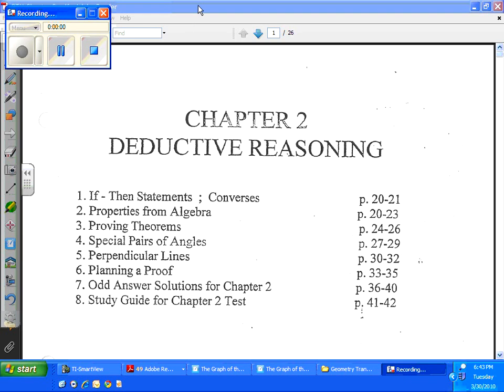We are going to begin Chapter 2, Deductive Reasoning. We're going to look at if-then statements and their converses in the first section. Then we'll go into the properties from algebra, the properties of equality that we would have learned in Algebra 1: symmetric, transitive, reflexive, all of those. We're going to begin to learn how to prove theorems in geometry. This is a little bit of a complicated section that will carry on through the course.